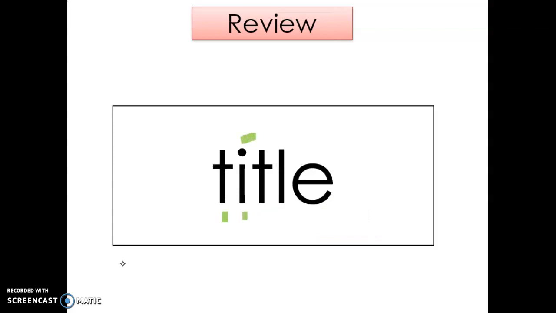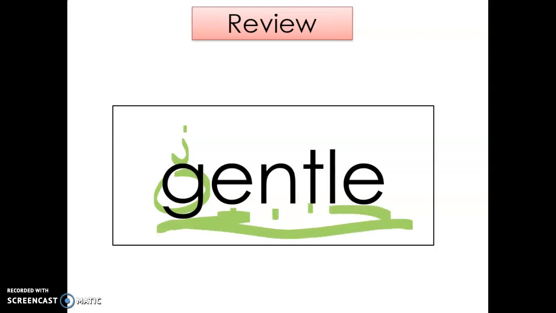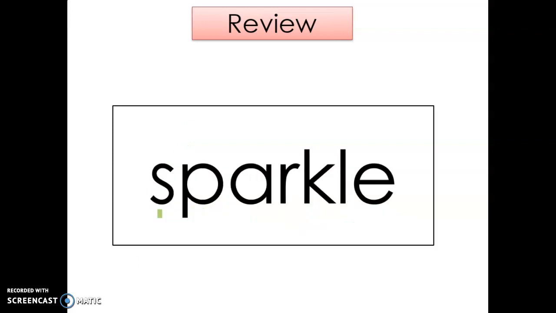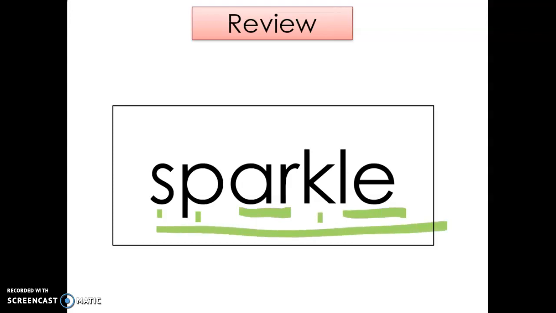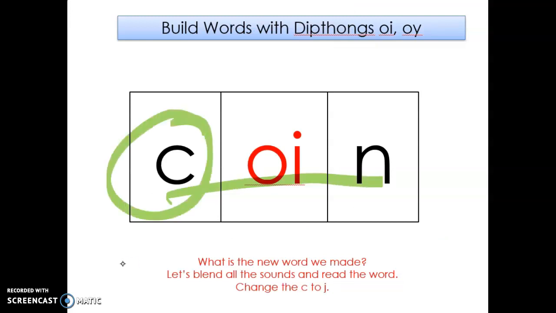Says its name. Say, title. Next word. Followed by an E, so the G says J. Think. Say, the word is gentle. Last word, think. Say, sparkle. All right, this word is coin. What's the word? Change C to J. Think.